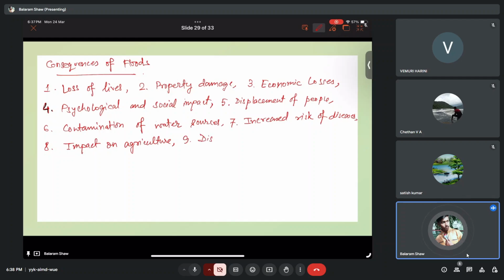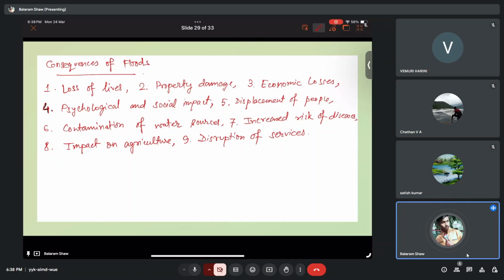Then several disruption of services. So all the services in the location where the floods have affected, you will see the electricity is not there for a few days or maybe weeks or something like that. Communication is not proper, healthcare is not there. So all these services get disrupted just because of the floods, and it can complicate rescue and relief efforts and worsen the challenges faced by affected communities.